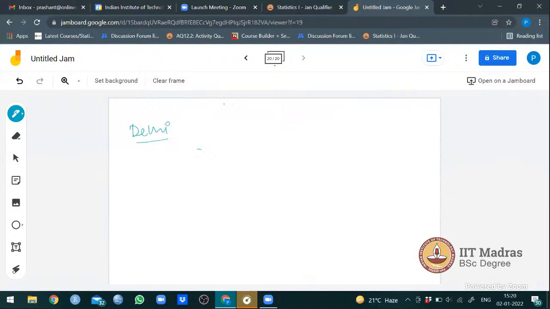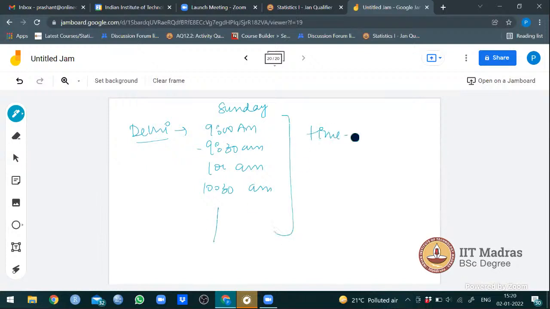Suppose I'm considering only Sunday in Delhi, at 9 a.m., 9:30 a.m., 10 a.m., 10:30 a.m. Then it will be time series data, because your time varies. See the difference: the place is common, but the time varies.